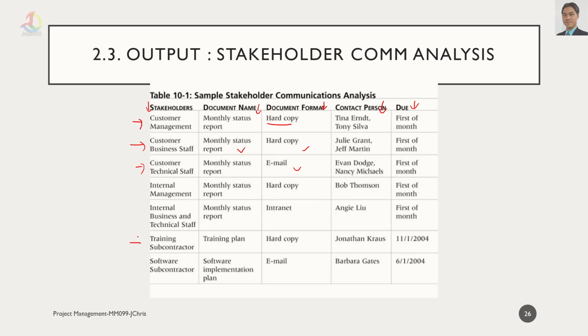But this is a different one. A training subcontractor wants a training plan in hard copy. And the software subcontractor wants a software implementation plan via email and with specific dates. So different stakeholders within the project will need different documents, and they want them at different intervals or in different formats.